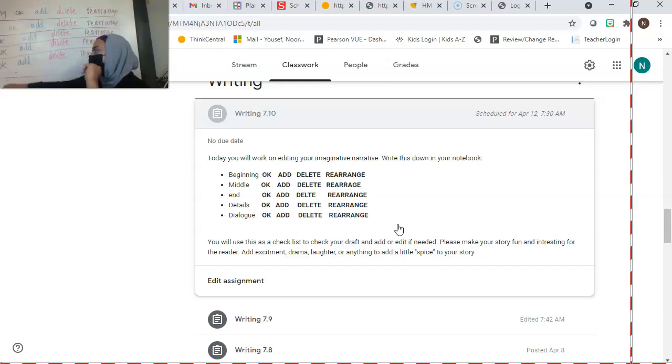And then dialogue. Make sure dialogue is talking, remember? When people are talking to each other. That was the main lesson yesterday. So you're going to do that for writing today. It says you will use this as a checklist to check your draft and add or edit if needed. Please make sure your story is fun and interesting for the reader. Add excitement, add drama, add laughter, or anything to add a little spice to your story.